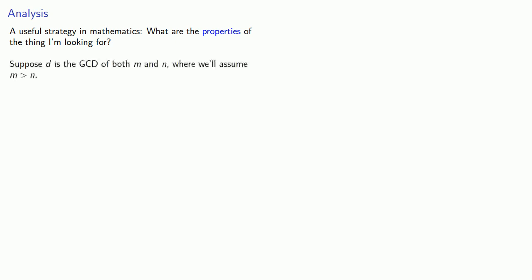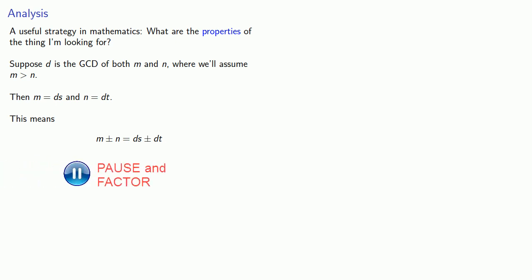So a little bit of analysis goes a long way. A useful strategy in mathematics is to ask, what are the properties of the thing I'm looking for? Suppose D is the greatest common divisor of both M and N, where we'll assume that M is greater than N. Then M is D times something, and N is D times something. And what this means is that if I add or subtract M and N, I get Ds plus or minus Dt, and since both terms have a common factor of D, we could remove it, which tells me that D divides M plus or minus N.